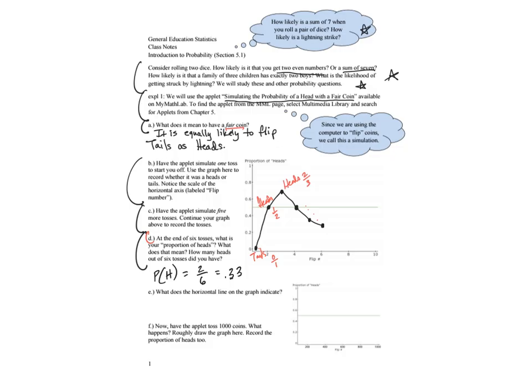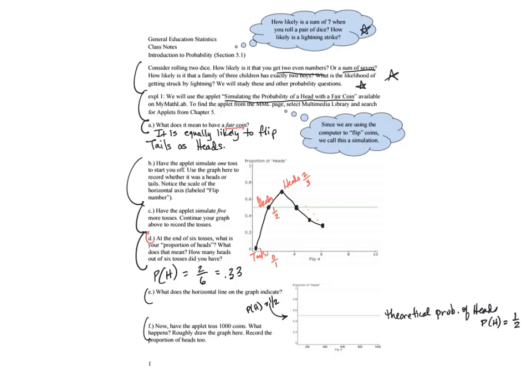So part E, it asks, what does the horizontal line on the graph indicate? And you will notice that it is right there at a P of H value, or a proportion of heads, at 1/2. And that is in fact the theoretical probability of a heads, which is to say there are 2 sides of a coin, and heads is one of those sides. They're equally likely, and so the probability of heads is 1/2 or 0.5.